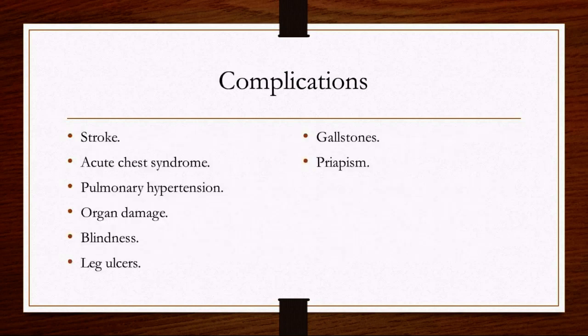Some of the complications, as you can imagine, are stroke, because the blood vessels get plugged up and then blood can't get through. Acute chest syndrome, they'll get chest pain, pulmonary hypertension, organ damage, blindness, leg ulcers, gallstones, and then men can get priapism, which is a painful erection lasting longer than 4 hours, and it can really damage their genital organs. So they definitely don't want that. So you could get a sickler that comes in with that.